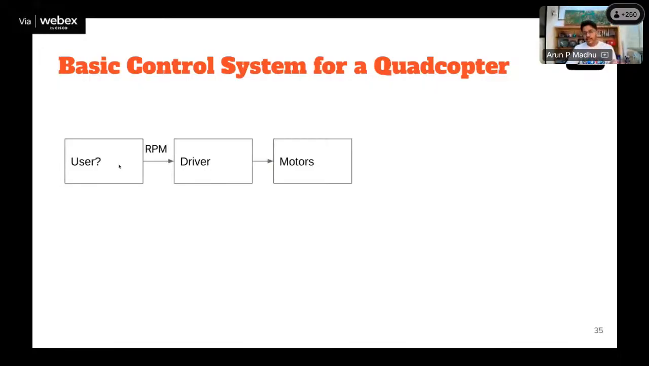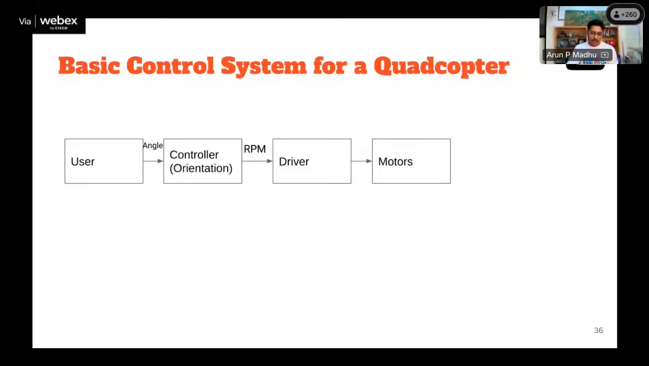So can the user directly give RPMs? Through the receiver, I mean the remote controller, we can't give RPM directly. We can't command the motors to rotate at a particular RPM, because we don't know what RPM the motors will need to go up, go down, or do roll or pitch, something like that. So the user can't give RPM directly. Then what can the user give? We can have a controller for controlling the orientation. This controller can give RPM signals to the motor driver. In this case, the user is required to give the angles.